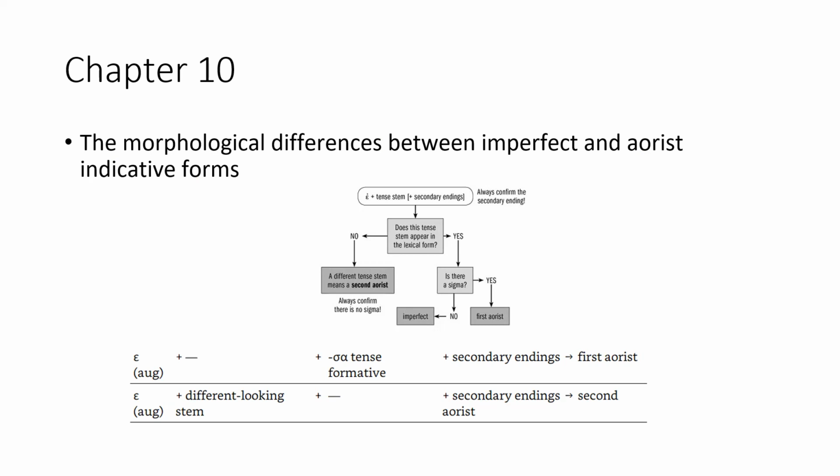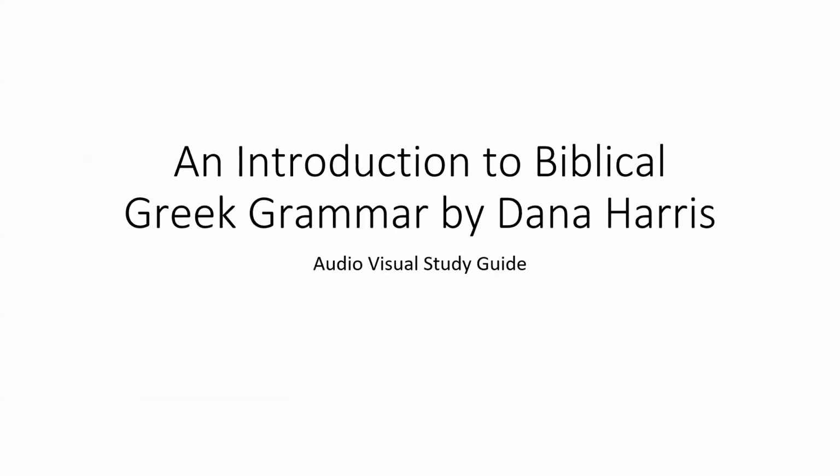Does this tense stem appear in the lexical form? If it does, and there's a sigma, then you've got a first aorist. If it does and there's not a sigma, then you've got an imperfect. So here on the bottom chart, you can see epsilon augment plus tense stem plus sigma transformative plus secondary endings, first aorist. Epsilon plus a different looking tense stem, no sigma, plus secondary endings, you've got second aorist.